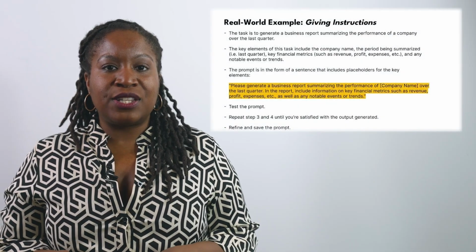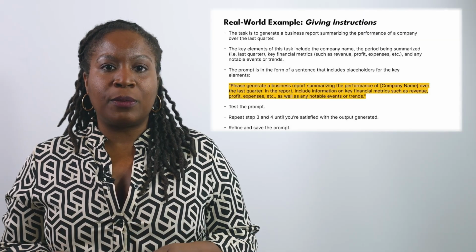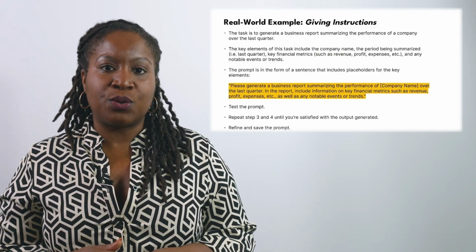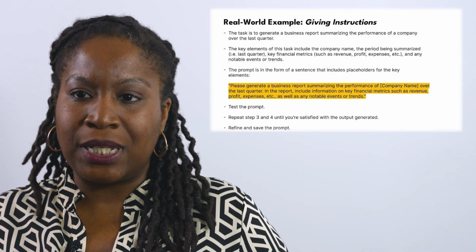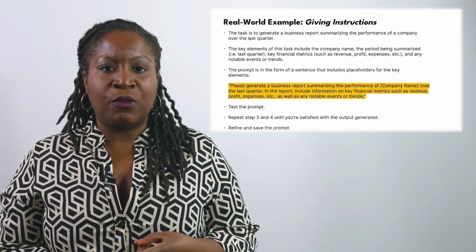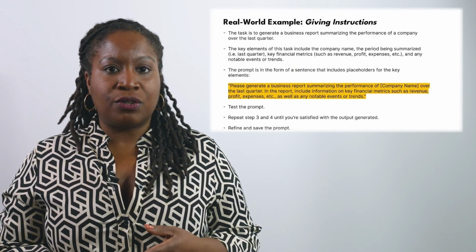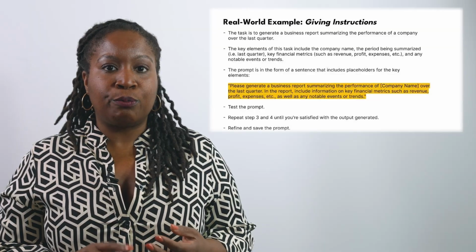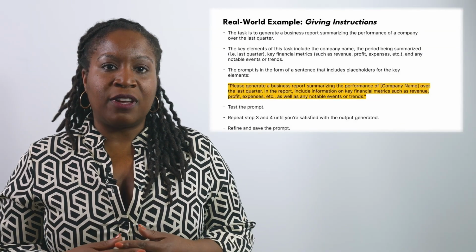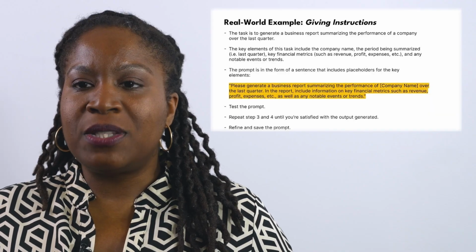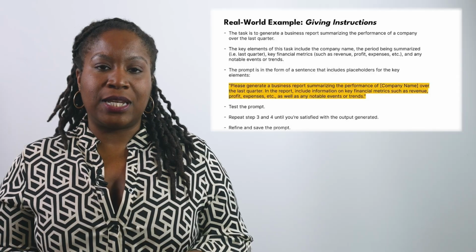The task is to generate a business report summarizing the performance of a company over the last quarter. The key elements of this task include the company name, the period being summarized, in this case, the last quarter, key financial metrics such as revenue, profit, expenses, etc., and any notable events or trends. The prompt is in the form of a sentence that includes placeholders for the key elements.